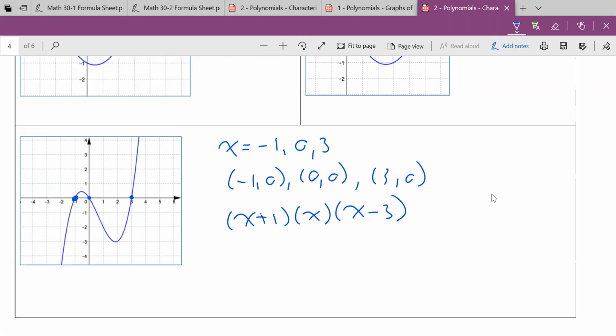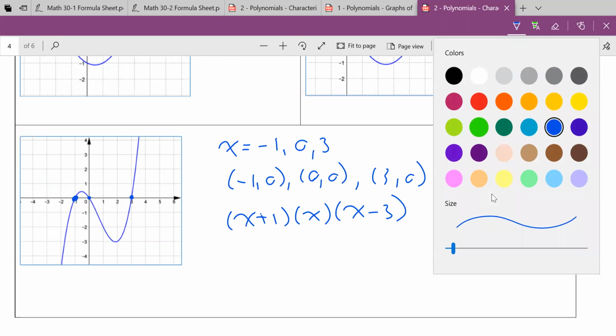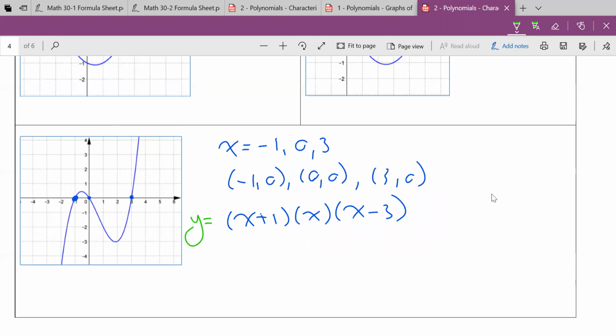So again, if I wanted to now, what I could do is I could put a y equals here and graph it. And guess what? It might not be exactly the same graph, but what I can guarantee you is the x-intercepts will all be the same. There it is, friends.